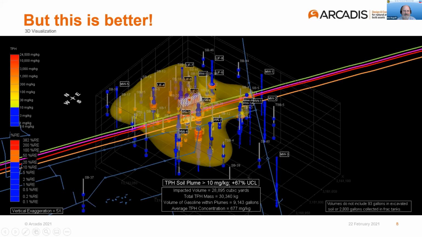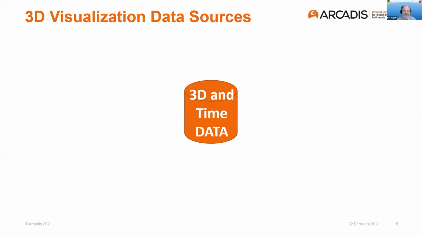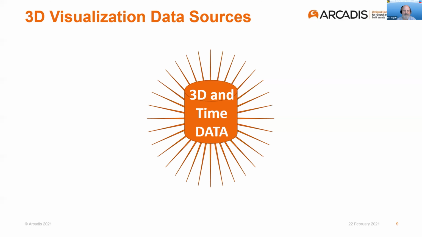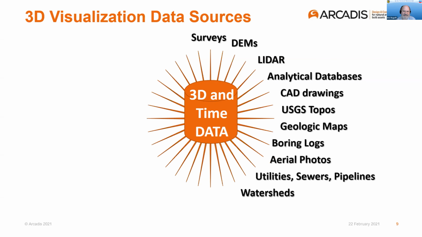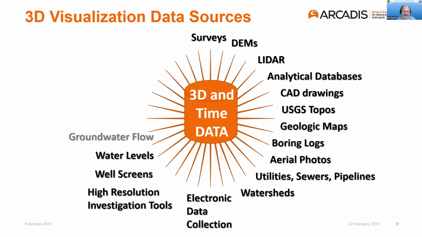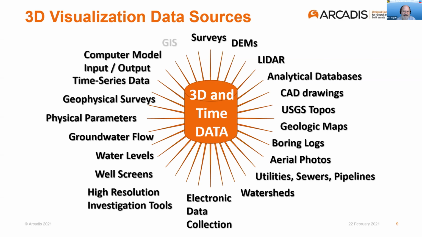So I'm going to go on just a little bit. What we typically do when we have these spill responses, you have a tremendous amount of data coming in a very short time. You've got your digital elevation models, surveys, you can get LiDAR flyovers. We start getting a lot of analytical data. Any USGS topos we can get of the area or geologic maps. We start integrating boring log information that we're getting from drilling. Any information on local utilities, sewers, pipelines.